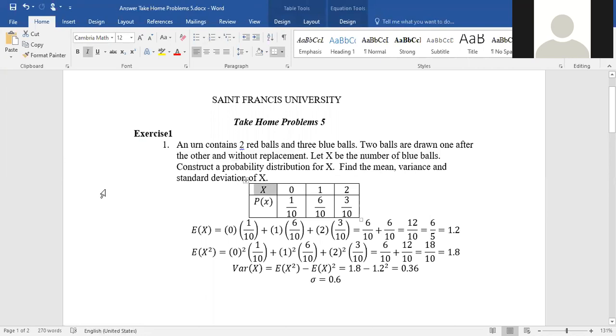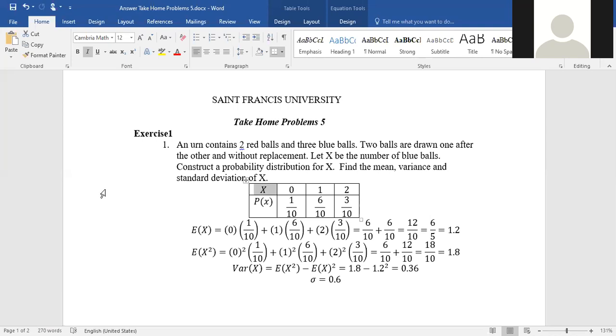So let's check answers to take-home problem 5. An urn contains 2 red balls and 3 blue balls. Balls are drawn one after the other and without replacement. Let X be the number of blue balls. Construct a probability distribution for X. Find the mean, variance, and standard deviation.